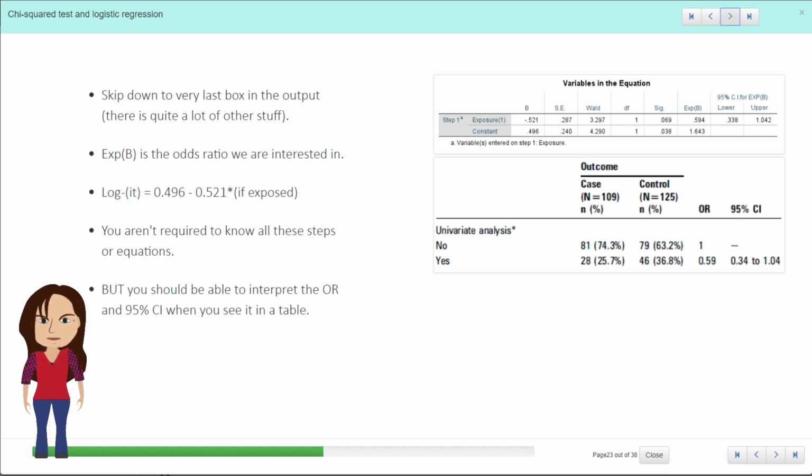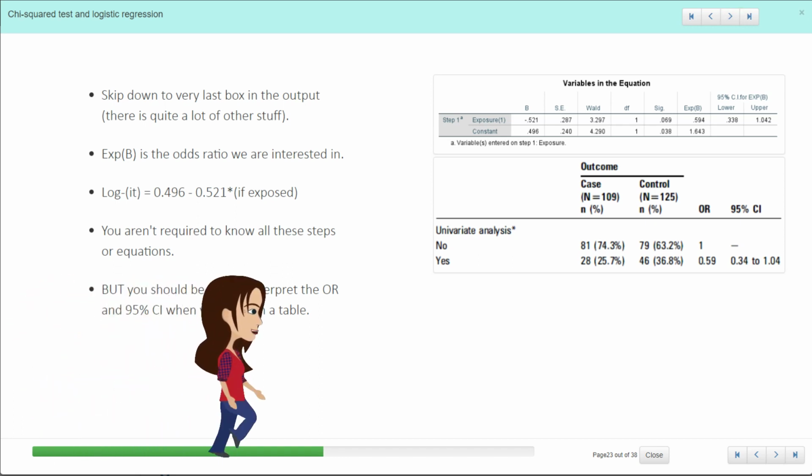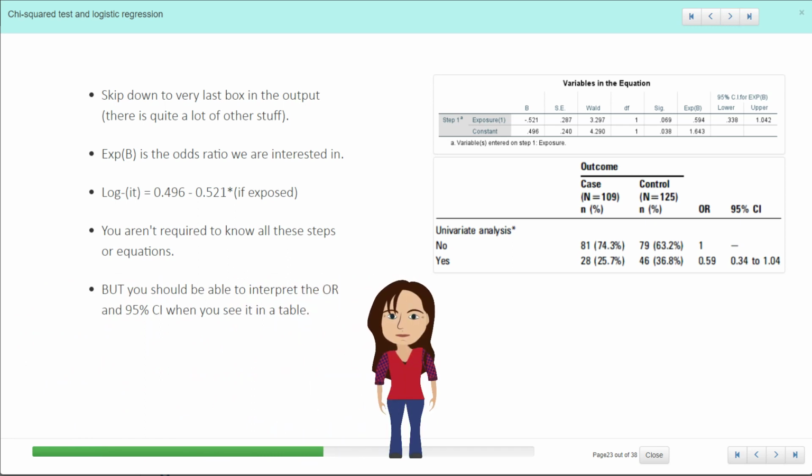So if we have a look at this analysis, and maybe I will just get my pointer out again. You can see here that we still have the beta in the first column, and this is actually a little bit difficult to interpret for logistic regression. I wouldn't recommend looking at this. Usually what we want to do is just look for this exponential beta, because this is our odds ratios, and you can see we've got the confidence interval. So this has come out the same as with the chi-square test, and it matches what they have in the paper, about 0.59 with a confidence interval from 0.34 to 1.04. So that's exactly the same as what they have in the paper.